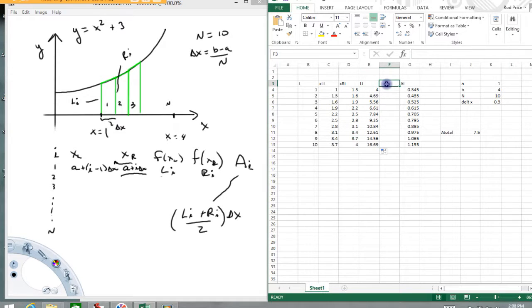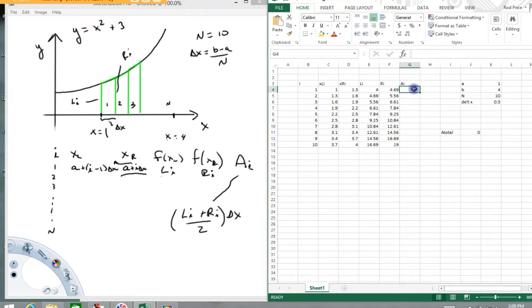Okay, then I'm going to want the R sub i's. And here I want function values at the right-hand side. That's going to be these function values. So I'm going to take that, square it, add 3. Grab, drag. Okay, this stuff, I'm sorry, I should have cleared this. That was previous work from before.